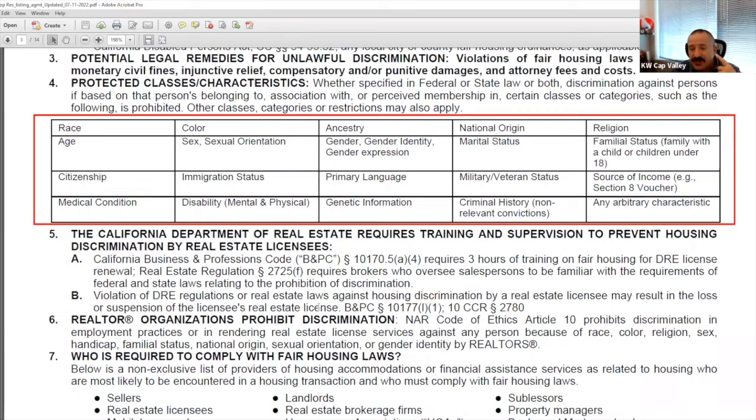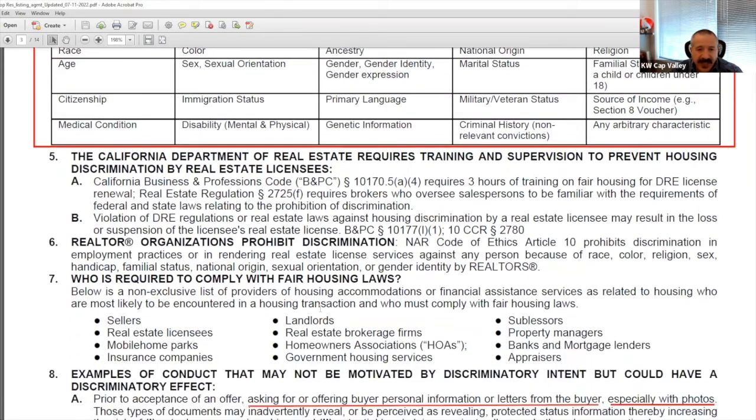Just don't assume that because somebody is a particular color, or because there are people of a certain religion that live in a certain area, that's where you should find properties for them. Listen to your client, do what they want, and you'll be okay.